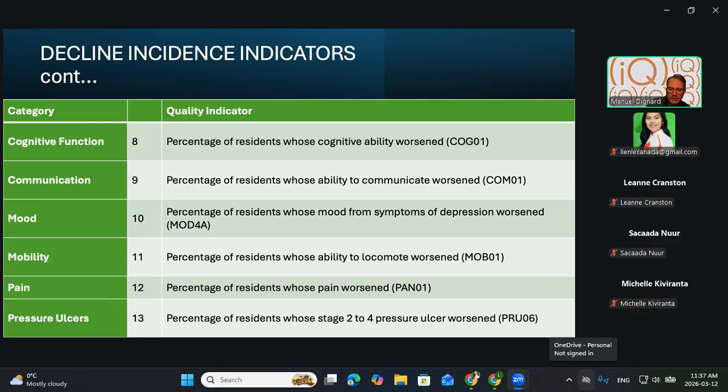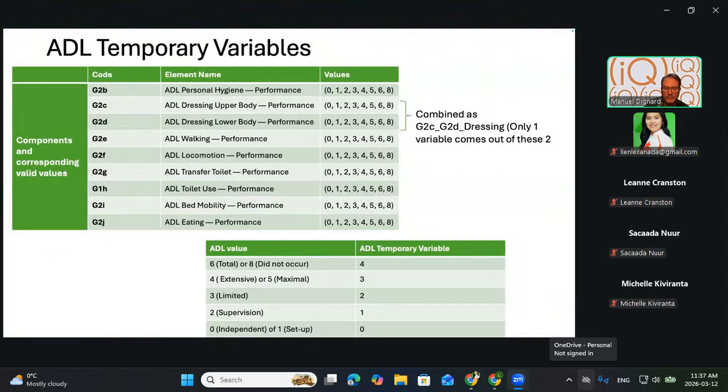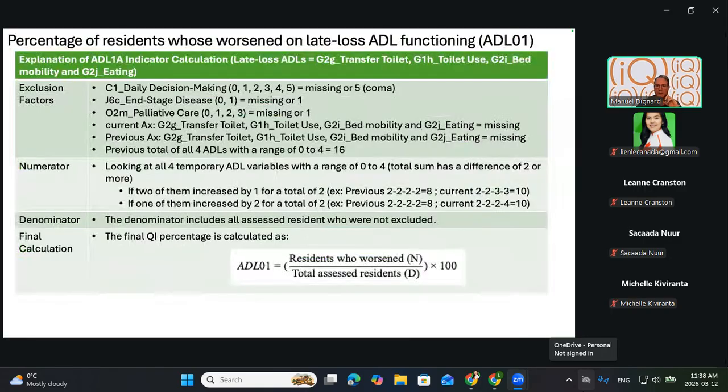So let's go through each of these again. Now, the temporary variable slides are in the binder. They're in the manual. I don't need to go over them again. They're the exact same. They're just there for your reference, because the quality indicators associated with them follow. So we're going to start with the percentage of residents whose status worsened on late loss ADLs.